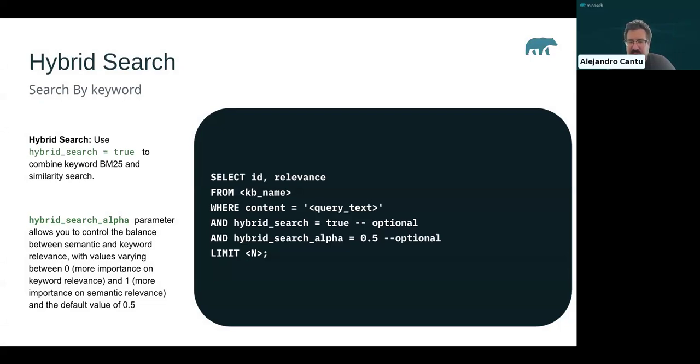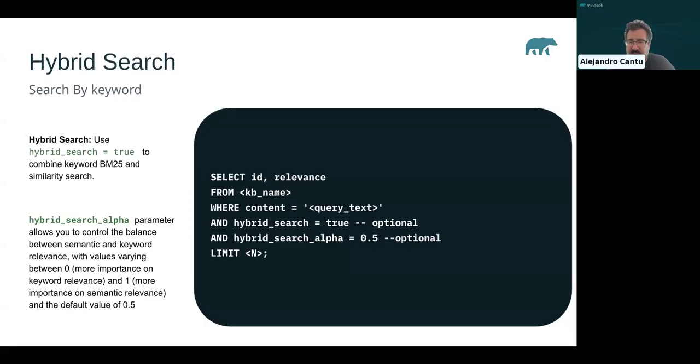But the main idea is, all right, I want to select the ID and the relevance. You can select star and get all the results that come back from your knowledge base. Then from the knowledge base you're querying. And here's the fun part, where content equals query text. Content equals query text is what we use to do the semantic similarity search or keyword search based on this query and that content. Then we can add extra parameters.